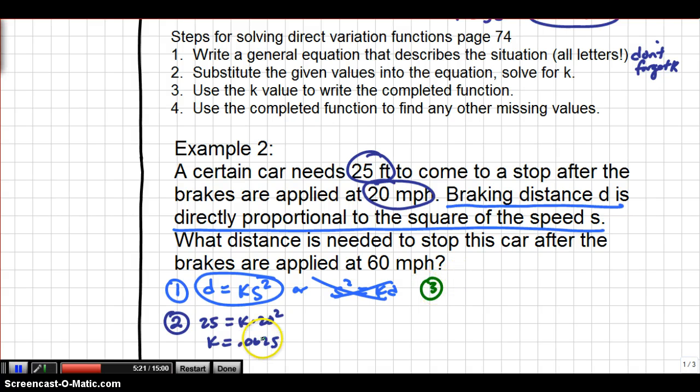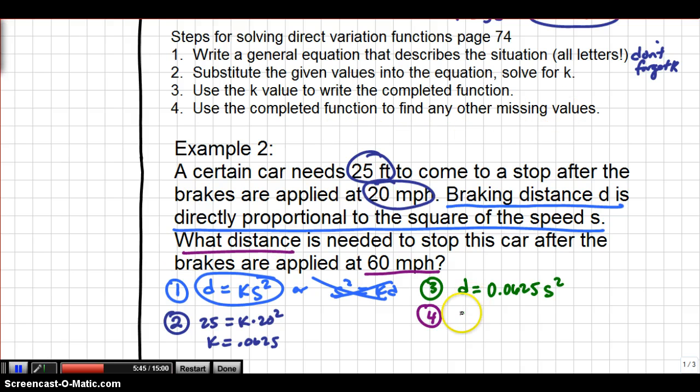Step 3 now, we're going to plug that number into our original equation so that our equation is now complete. 0.0625 for K and then S squared. So there's our equation for step 3. The only other piece that we haven't used is the 60 miles per hour, so we're going to utilize that for step 4. Use the completed function to find any other missing values.